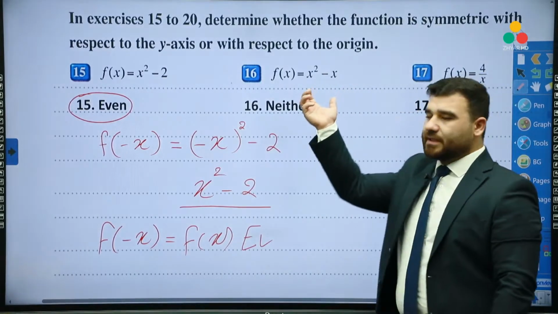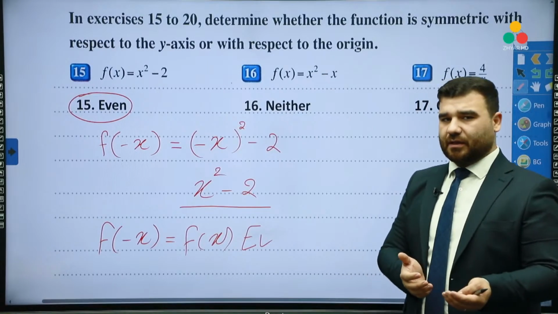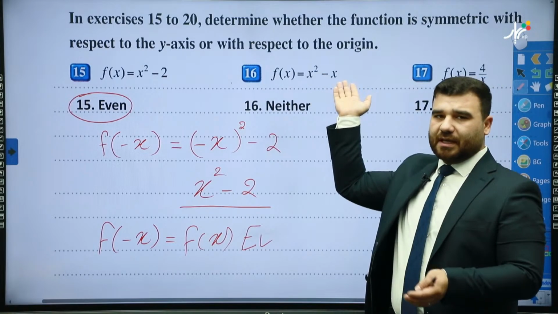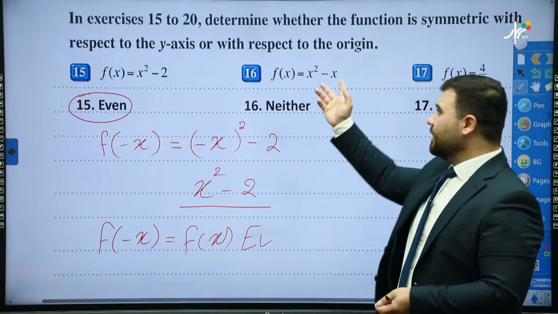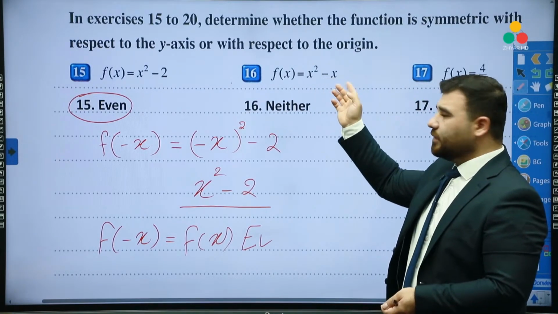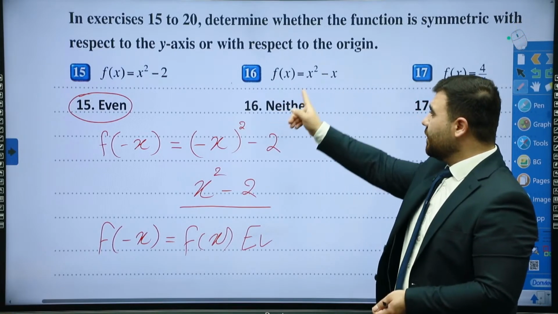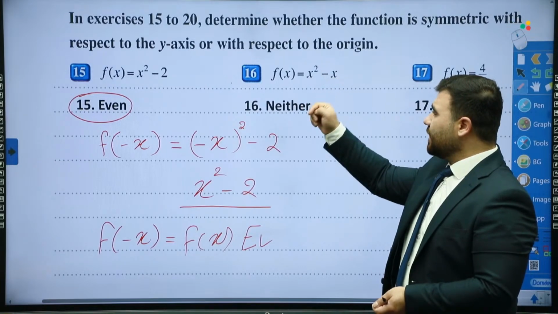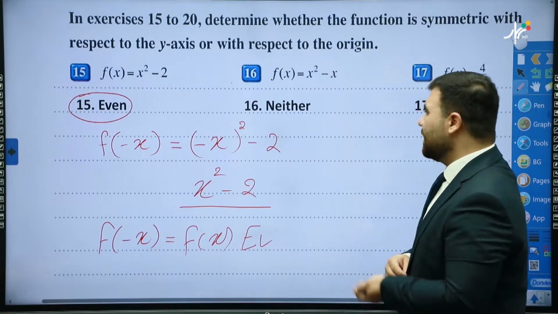This one, we said if even and odd are mixed with subtraction and addition, the resulting function is neither even nor odd. But if they are mixed with multiplication, even times odd will be odd, even divide odd will be odd. Now this one is neither, because this term is even, this term is odd. If we subtract them, it's none of them. It's not even, not odd, so we say it's neither of them.